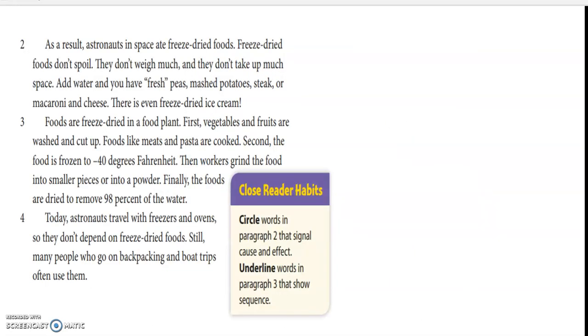As a result, guys, that's one of our signal words. As a result. That's a signal word for cause and effect. As a result, astronauts in space ate freeze-dried foods. Freeze-dried foods don't spoil. They don't weigh much, and they don't take up much space. Add water, and you have fresh peas, mashed potatoes, steak, or macaroni and cheese. There is even freeze-dried ice cream.